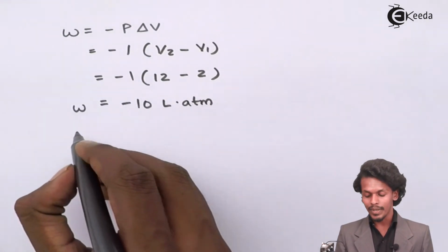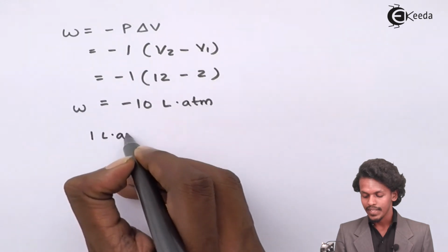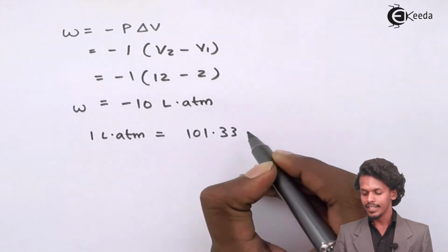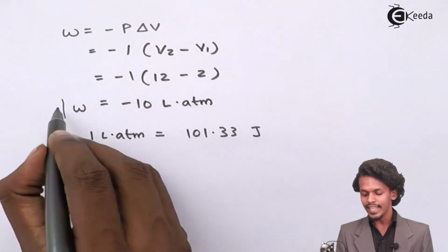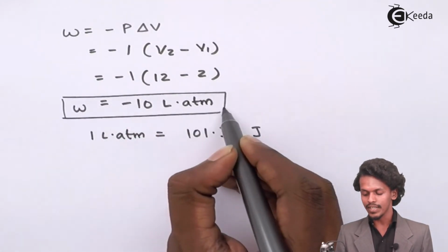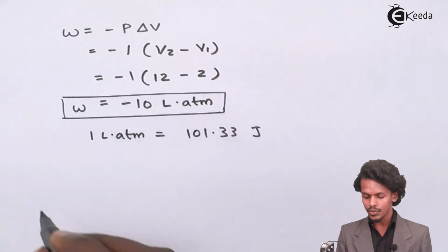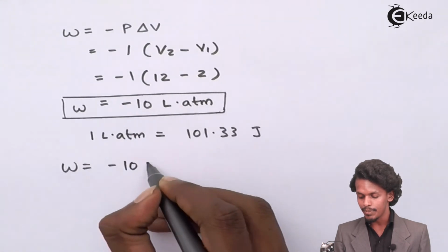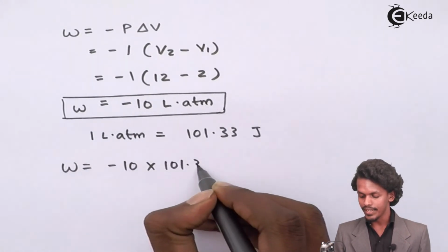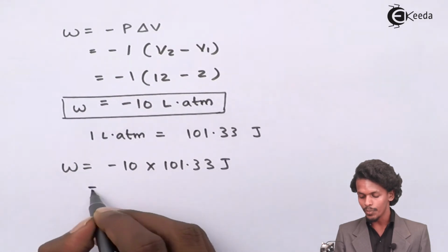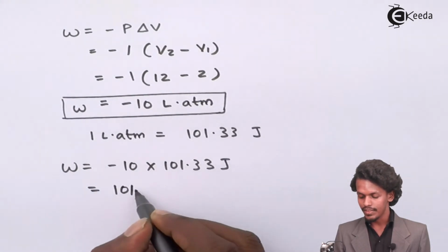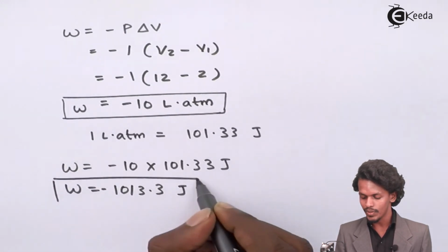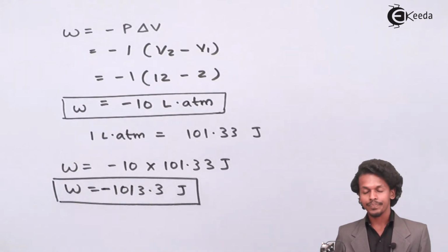For that we have a conversion: 1 liter atmosphere is equal to 101.33 joules. So to write the value of liter atmosphere we have to convert it into joules. We can write it directly as 10 multiplied by 101.33 joules, which is found to be 1013.3 joules, but negative. So this is the W that we have calculated.